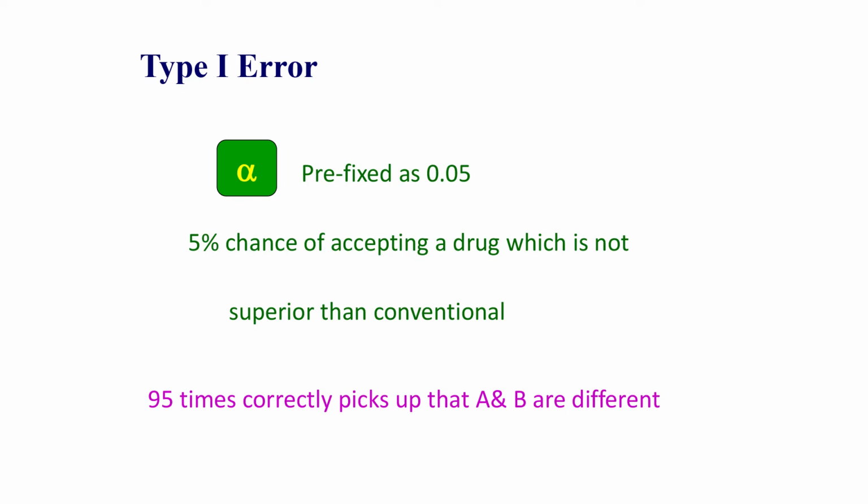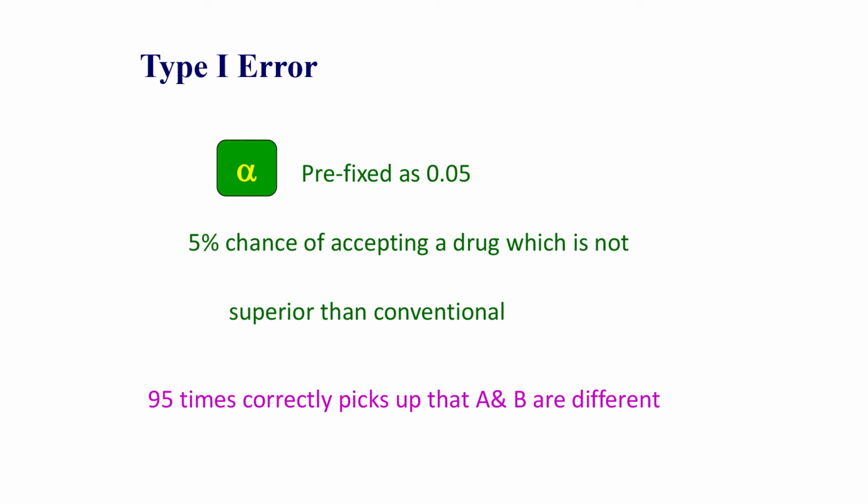But just remember that this type 1 error is also known as alpha error. It is prefixed at 0.05, and what it means is a 5% chance of accepting a drug which is not superior to the conventional one. So you are accepting only a 5% chance that you will go wrong. So 95 times the test or the experiment will correctly pick up that A and B are different.